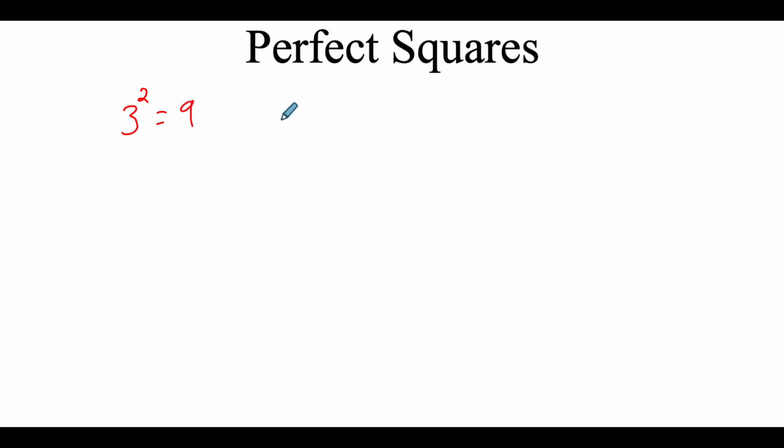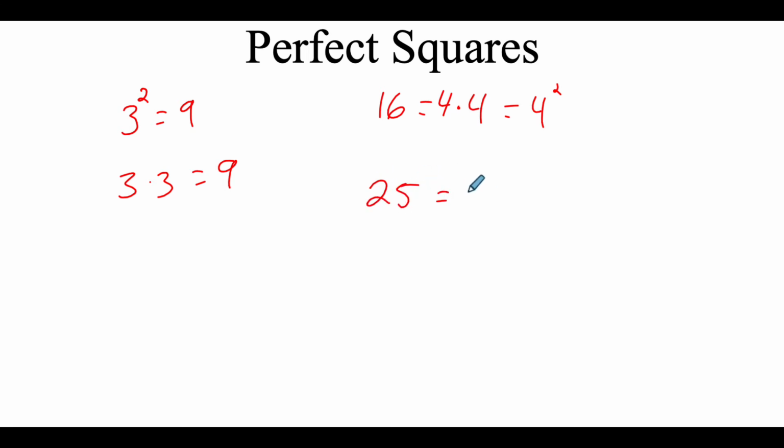What a perfect square means is that we're taking some number and multiplying it by itself, and we're getting this perfect square number as our answer. So if we think about what's really happening here with 3 squared, 3 squared means 3 times 3. So 9 is a perfect square because we're taking 3 and multiplying it by itself in order to get 9 as an answer. So 16 is also a perfect square because 16 is 4 times 4, which we could write as 4 squared. And 25 is a perfect square because 25 is 5 times 5, which we could write as 5 squared.